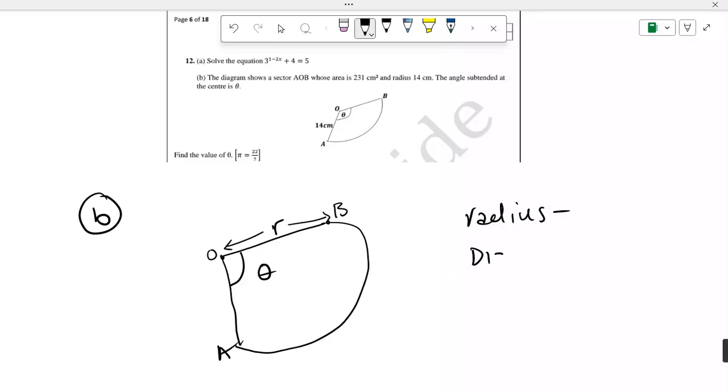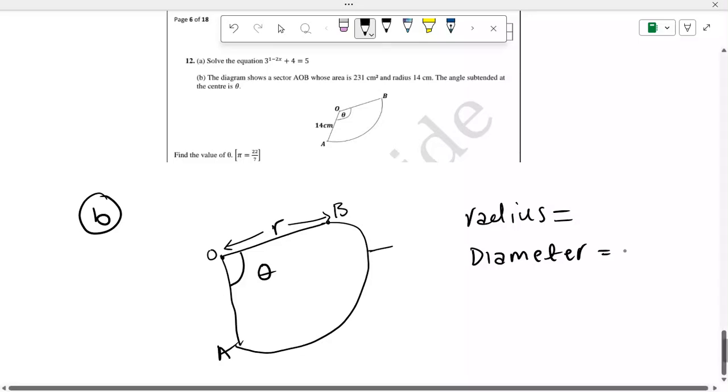also diameter. Radius is the distance from the center of the circle to any point on the circumference. The circumference is the most exterior part of the circle. So the distance from the center to the circumference is the radius. Then diameter.